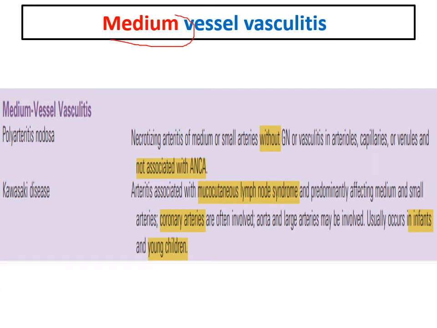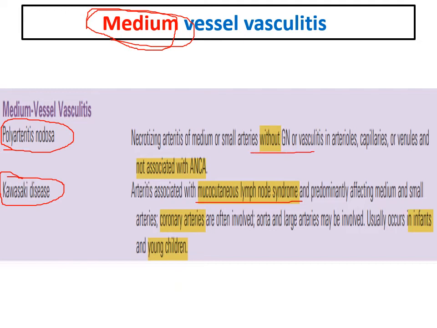What about the medium vessel vasculitis? The two examples include polyarteritis nodosa and Kawasaki disease. As we said in the start, usually with Kawasaki there is mucocutaneous lymph node syndrome, but this is not common with polyarteritis nodosa. There is no mucocutaneous lymph node syndrome in polyarteritis nodosa. Polyarteritis nodosa is not associated with ANCA. It is usually associated with hepatitis B virus infection in around 60% of patients.